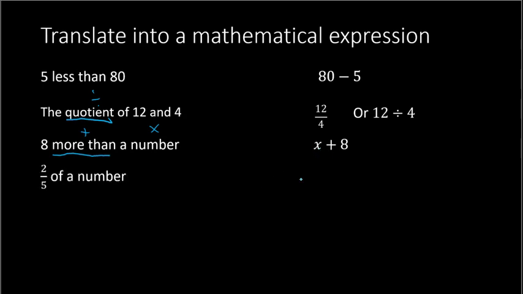Our next phrase is 2/5 of a number. Remember, the word of means multiply. So we have 2/5 of, or 2/5 times some number. We'll call that number X. So we have 2/5 times X. You don't need the times sign in between the number or the coefficient and the variable. That still means multiplication. So we have 2/5 X for our answer.